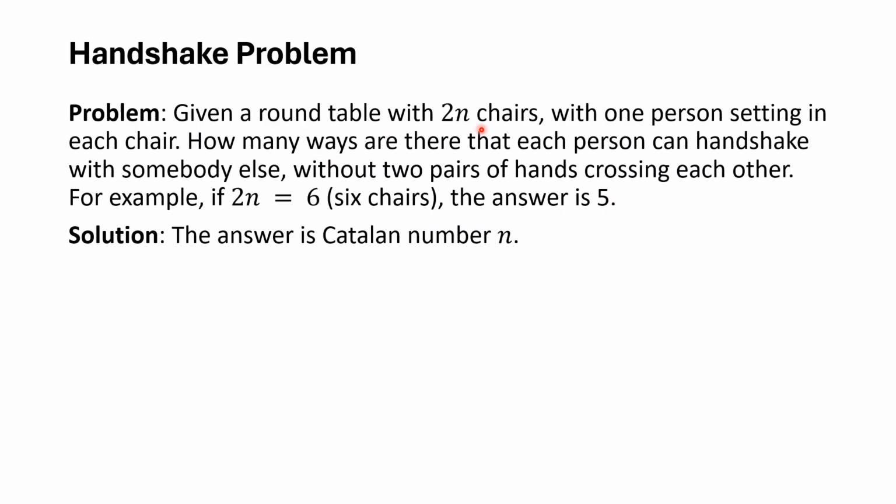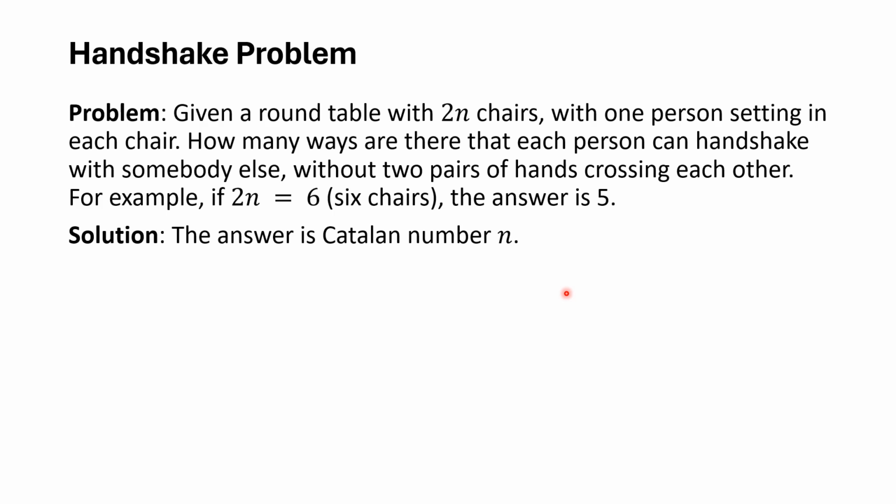We have another problem that has the solution being the Catalan numbers. Given a round table with 2n chairs, in other words, an even number of chairs, with one person sitting in each chair, how many ways are there that each person can handshake with somebody else without 2 pairs of hands crossing each other? So for example, if we had 2n equals 6, in other words 6 chairs, then the answer would be 5. In general, the answer is a Catalan number n. If you have 2n chairs, the Catalan number n gives you the number of possible ways of handshaking without crisscrossing.